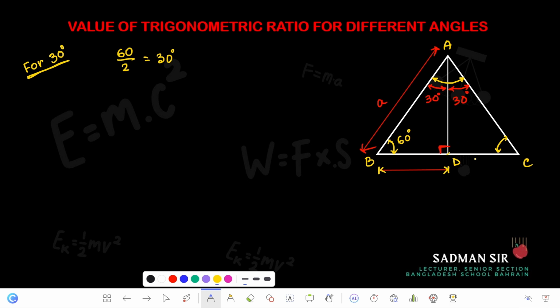So the full side BC will be equal to A, because I will try to remind you that it is an equilateral triangle. So all the sides will be equal. If this side I have considered A, this whole side will be A. Now the half of it should be A by 2. Correct? So BD should be A by 2.